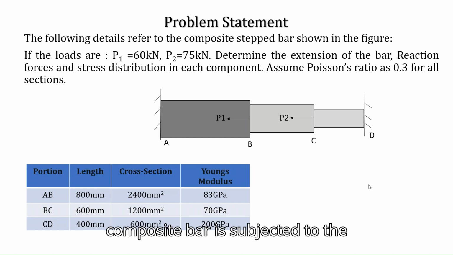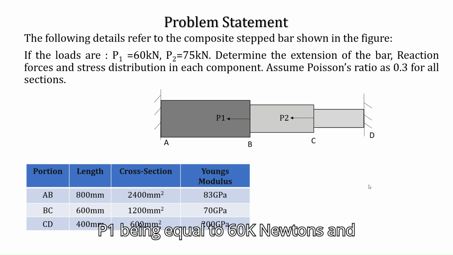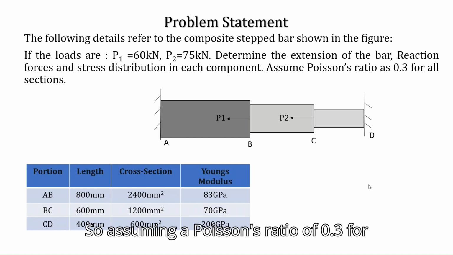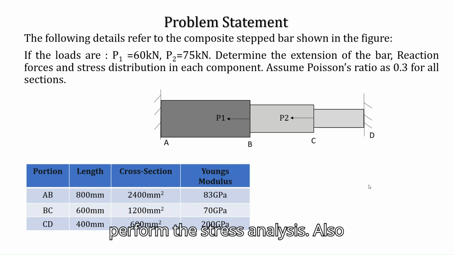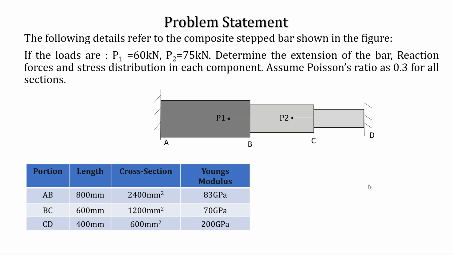This composite bar is subjected to the compressive loads P1 and P2 as shown in the figure, with the magnitude of P1 being equal to 60 kilonewtons and P2 being equal to 75 kilonewtons. Assuming a Poisson's ratio of 0.3 for all three sections, we need to perform the stress analysis, and also determine the extension of the bar and the reaction forces at the support.